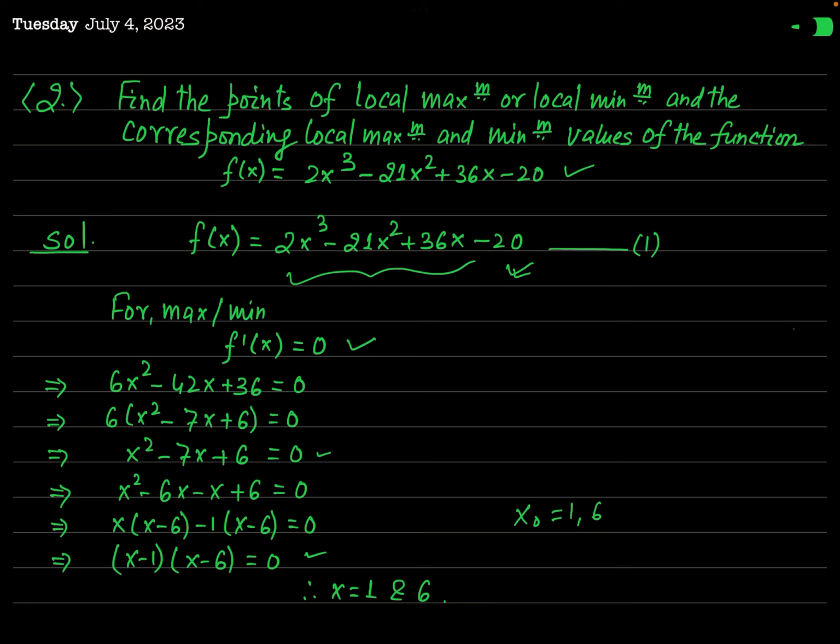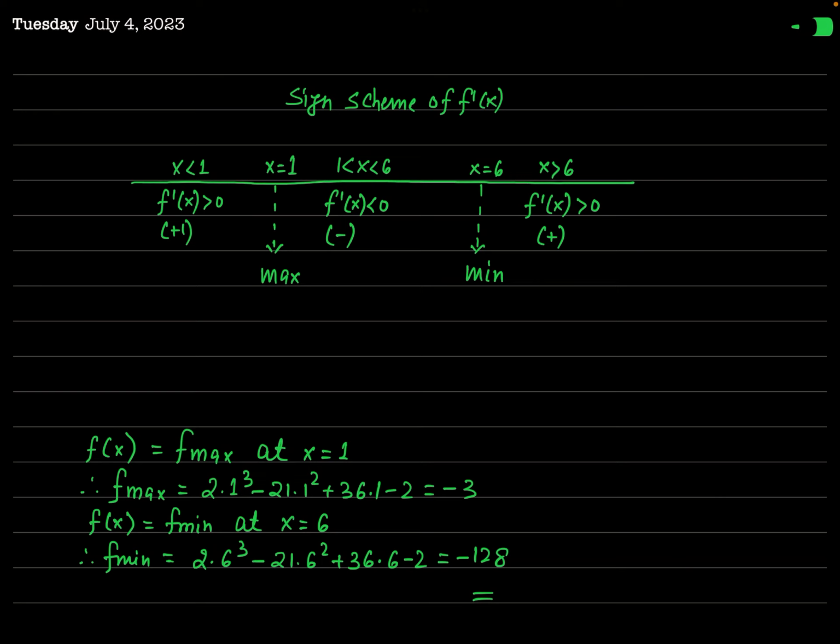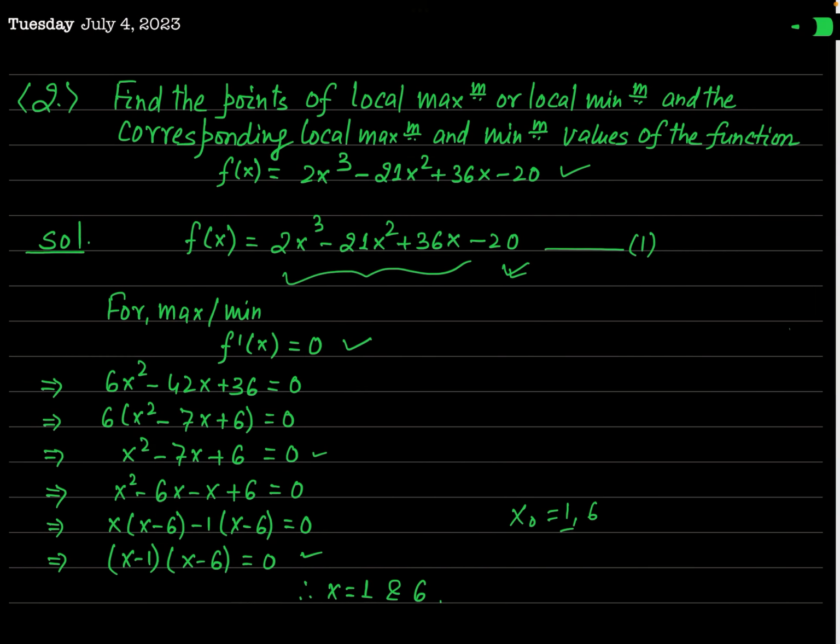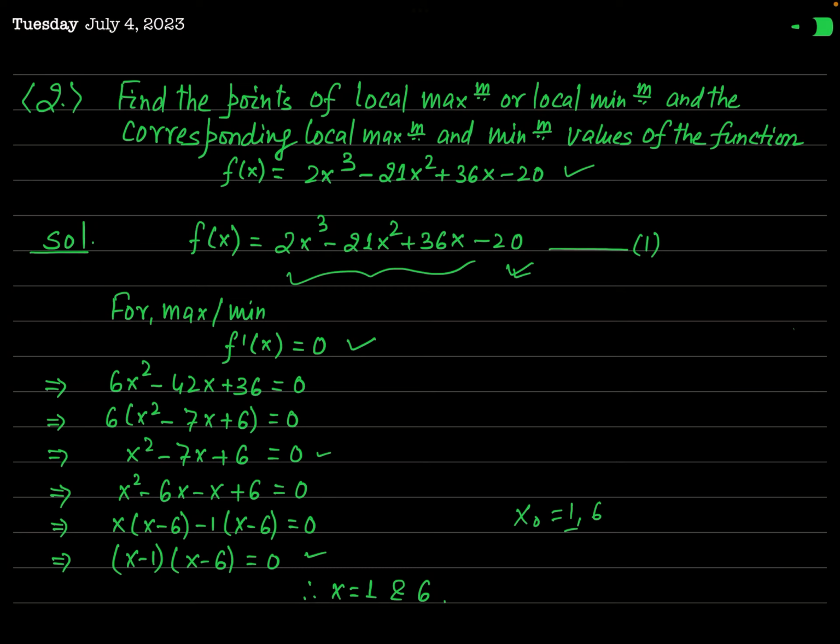Now we have to test that when x is equal to 1, then our function is maximum or minimum. And when x is equal to 6, then our function is maximum or minimum. This we have to test. And for this we will actually see the sign scheme. You can see when you will find the value of f dash of x for a value of x which is less than 1. Let us say f dash of 1 by 2. What will be this?